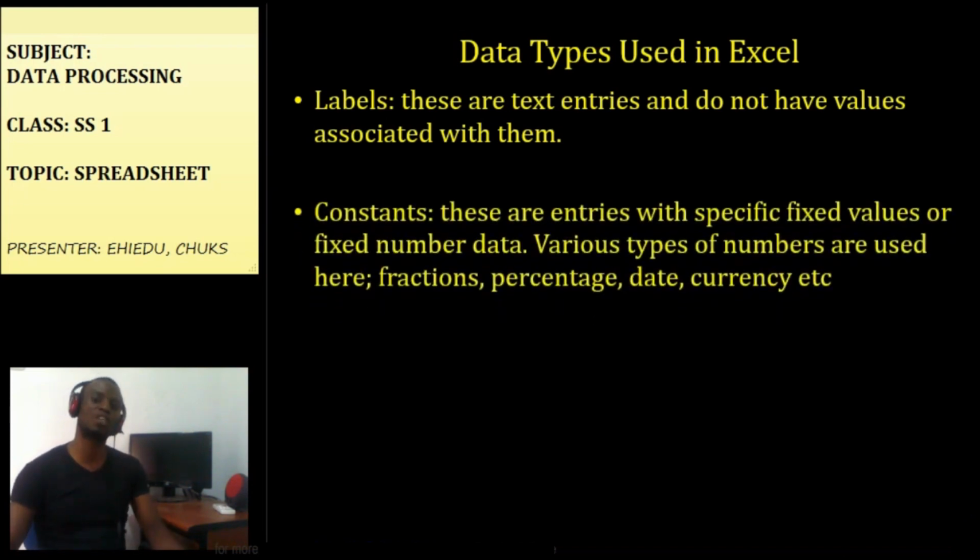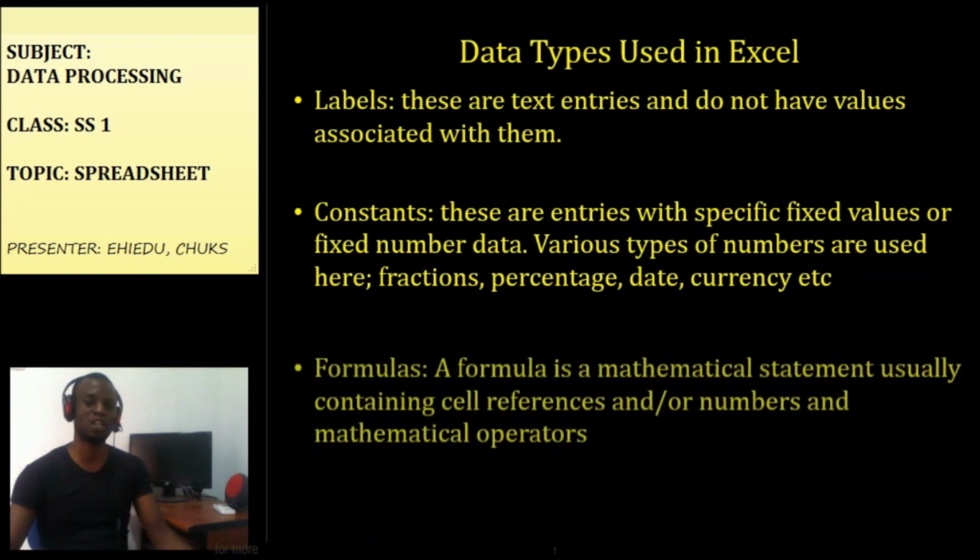Now you also have the constants. These are more of values. You can call them numbers. Here you also know that there are various types of numbers used in Excel. You have the fractions, you have the percentage, you have the currency, and the rest of them. So that is also a type of data.